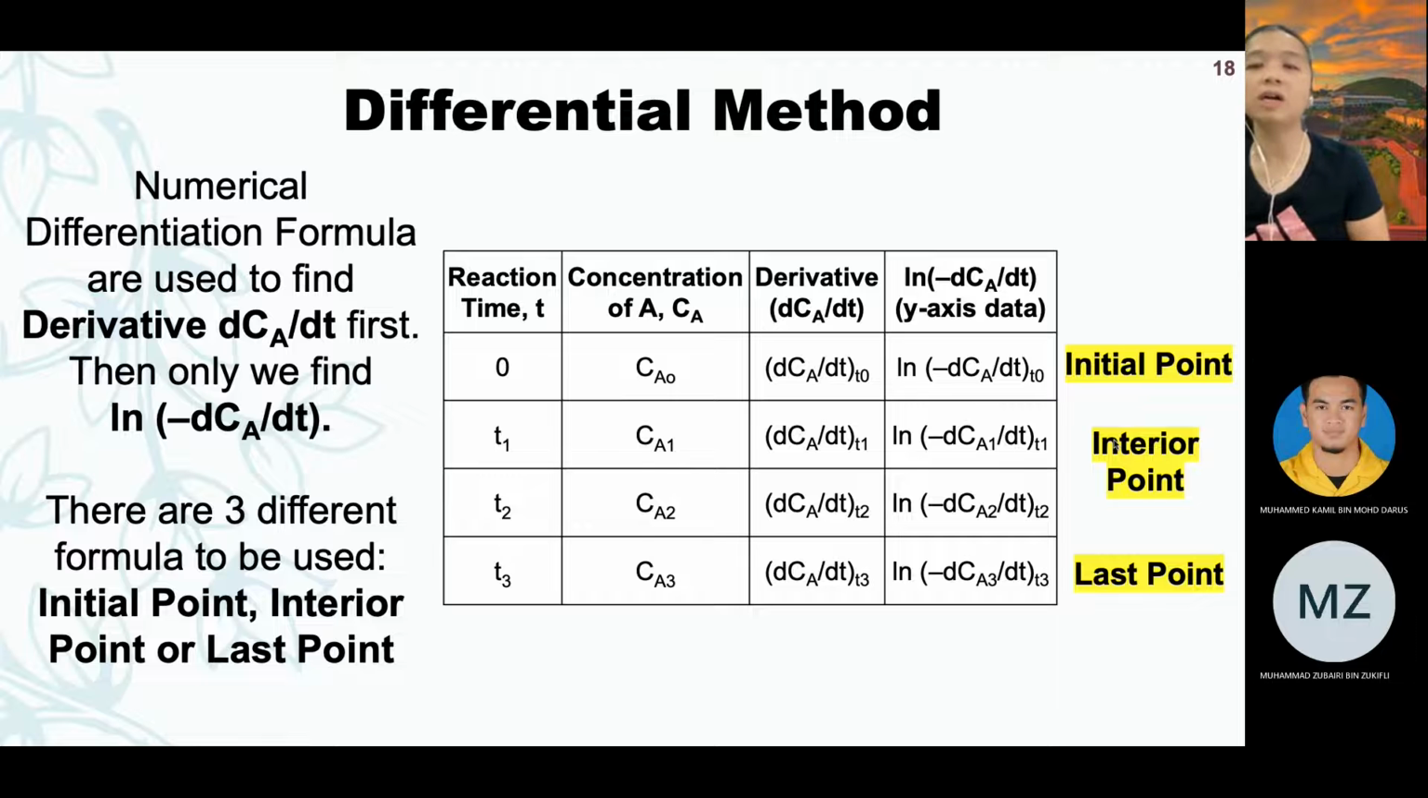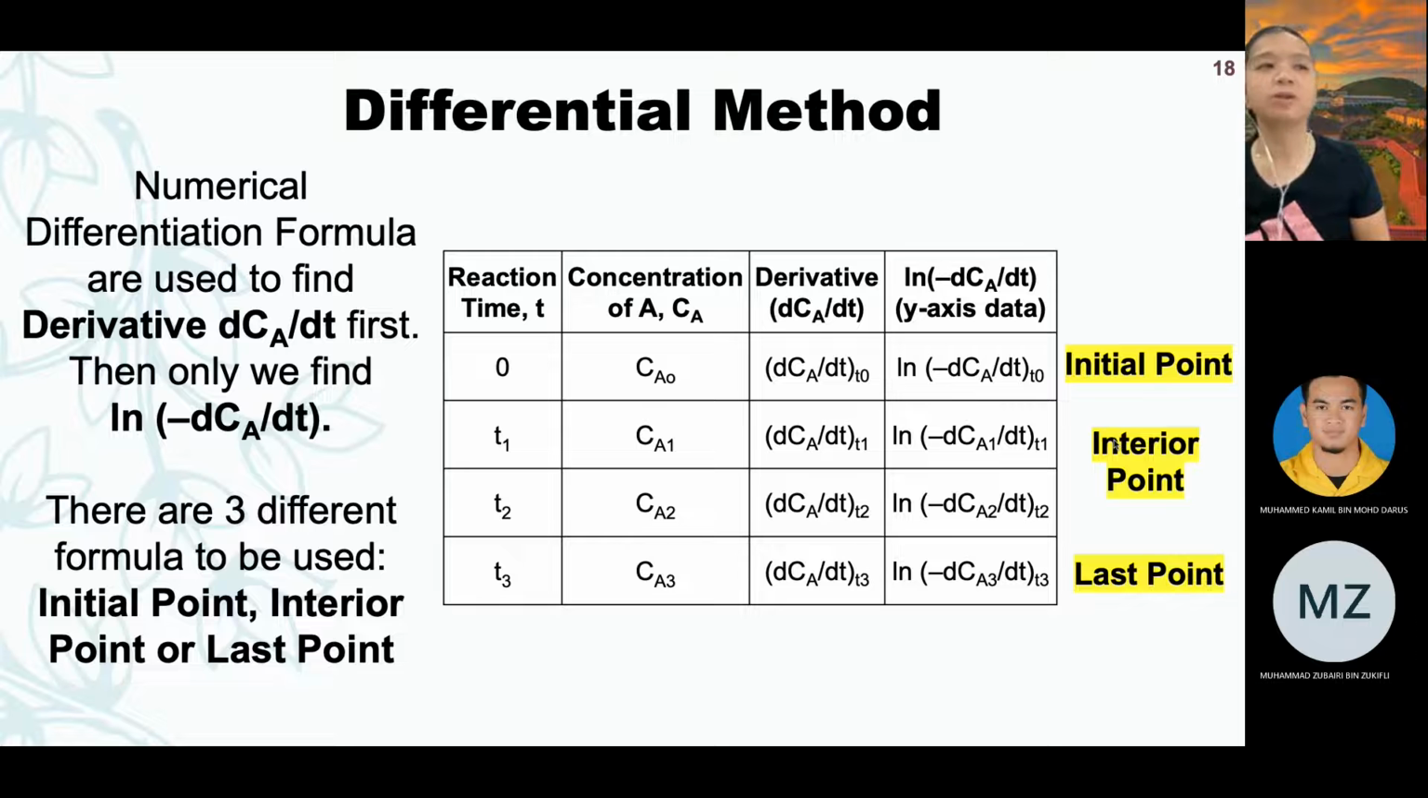However, just remember, in a real application, when you're using software like Excel, you can key in the formula and it can be calculated very easily for you. Okay, and the last one, if you are finding dCA per dt for the very last point, or for the very last reading, you will use the last point formula.